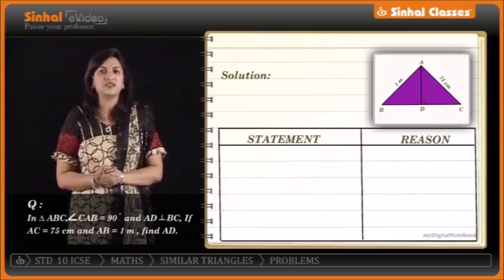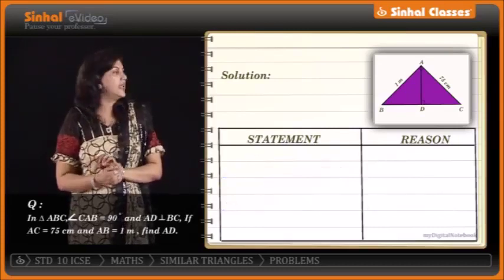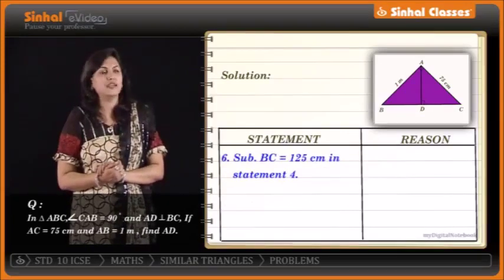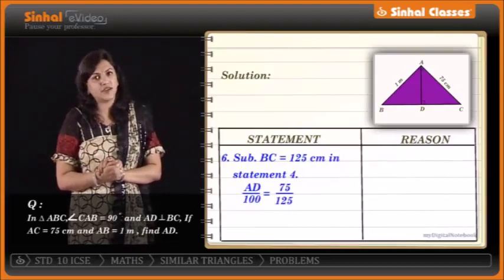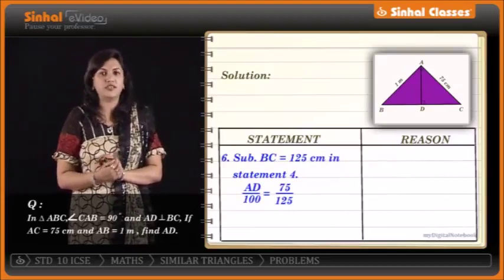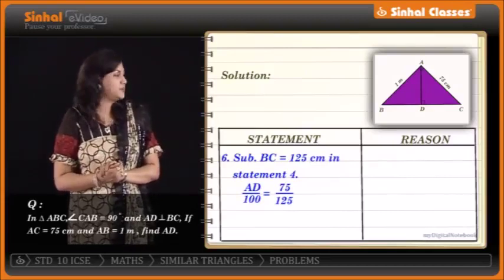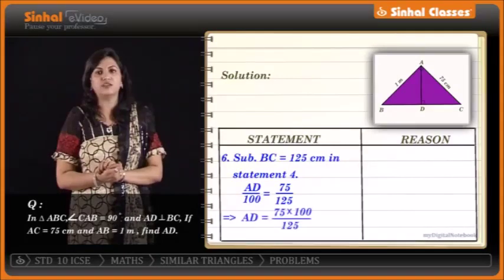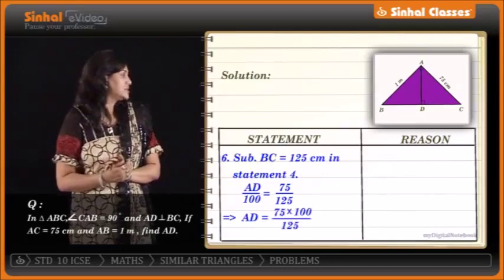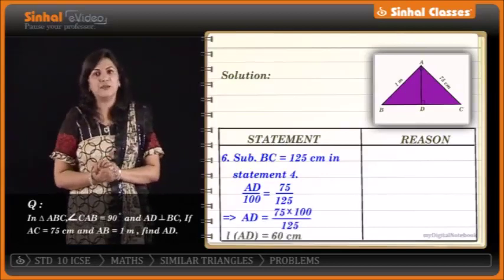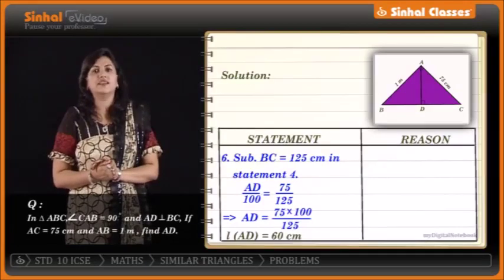Now we substitute this value of BC in statement 4. We get AD upon 100 is equal to 75 upon 125. Cross multiply, AD is equal to 75 into 100 upon 125. We simplify this to get 60 centimeter. So we have the length of AD as 60 centimeter.